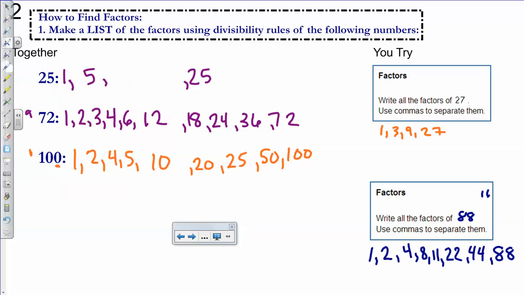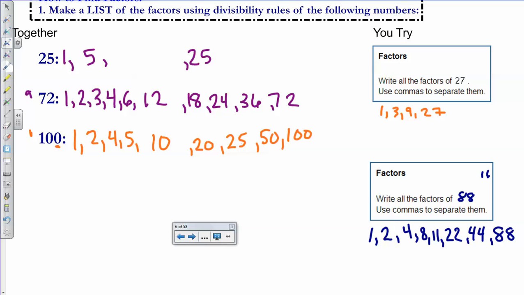All right. Here are answers to our U-try problems. Factors of 27, 1 times 27, and 3 times 9. Factors of 88, 1 times 88, 2 times 44, 4 times 22, 8 times 11. So those are all of my factors.